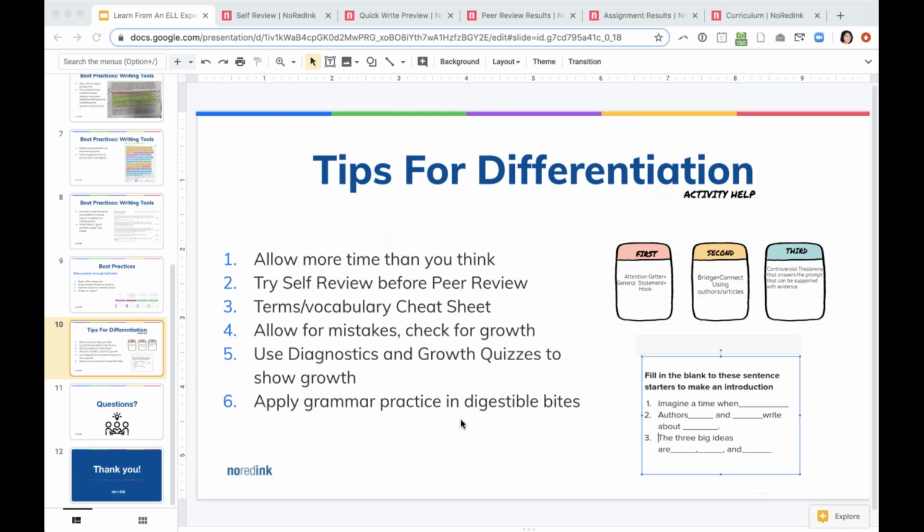They could have even put it on their desks, given them each a copy or something like that. But it's a useful tip. For sure. Number four, allow for mistakes and check for growth.